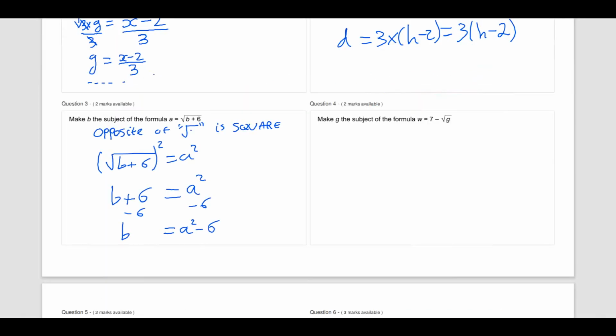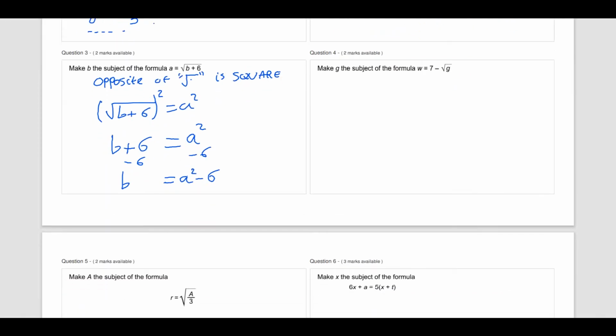Happy. Okay, for the next one, I want to get g on its own. So what I'm going to do is get root g on its own first. So to do that, I'm going to actually add root g to both sides. Now that might seem a bit strange, but I'm doing that so I can basically get root g on its own eventually. So I'm going to add root g to both sides first.